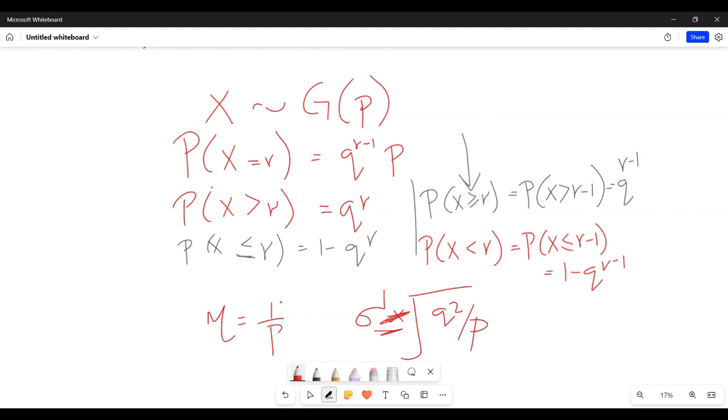It's actually Q upon P square. I wrote it wrong. It's Q in the numerator and P square in the denominator. And this is the variance, that means square of sigma. So that's Q upon P square, the square of the standard deviation.